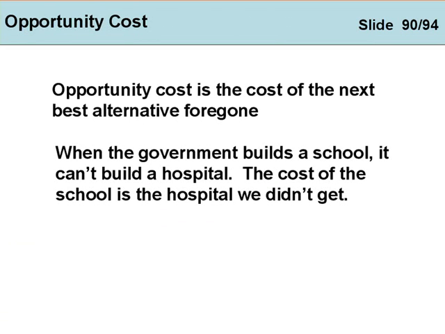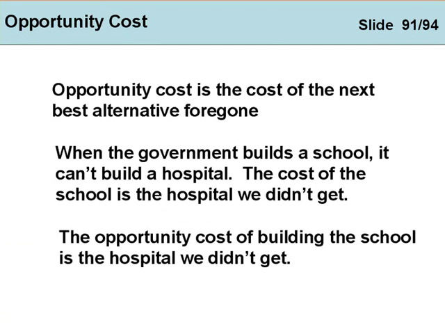When the government builds a school, it can't build a hospital. It's used the money to build a school, let's say. The cost of the school is the hospital we didn't get. That's the real cost of the school. We can't have both. We can't afford both. You must have one, so we have to give up the other one. The opportunity cost of building the school is the hospital we didn't get. It's like the regret. It's the next best alternative we've given up.